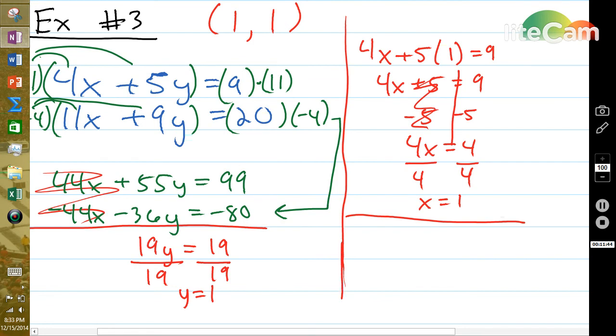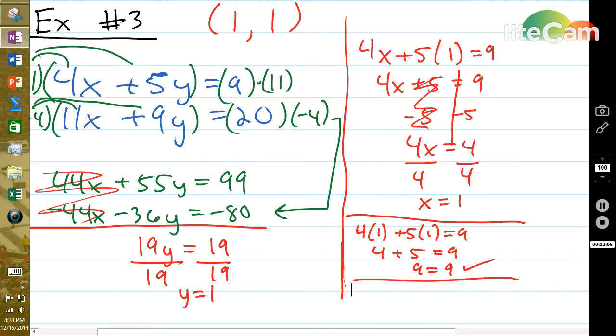So each equation, plug it in. Plug in 1 comma 1. So the first equation, 4 times 1 plus 5 times 1 equals 9. That's going to be 4 plus 5 equals 9. 4 times 1 is 4. 5 times 1 is 5. 4 plus 5 is 9, so that first equation it checks out with. It must check out with both, though.